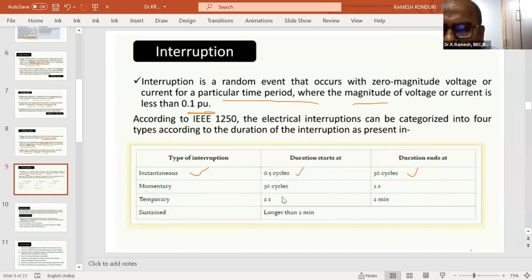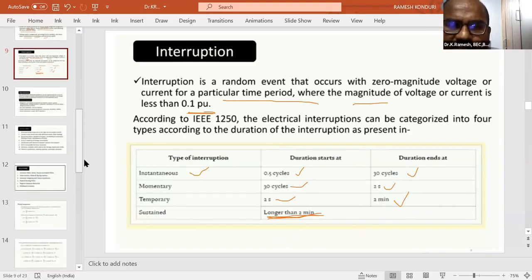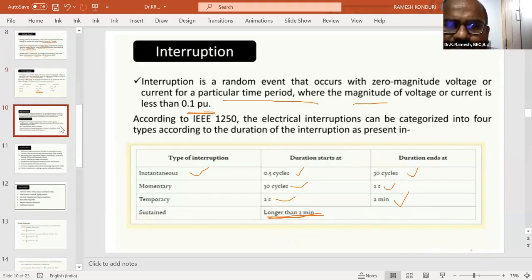If it is a momentary interruption, the duration starts at 30 cycles and ends at 2 seconds. If it is temporary, it starts at 2 seconds and ends at 2 minutes. A sustained interruption lasts for longer than 2 minutes. So this is how these are categorized.